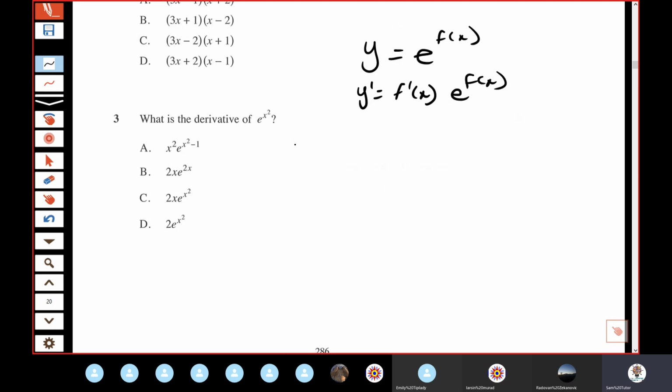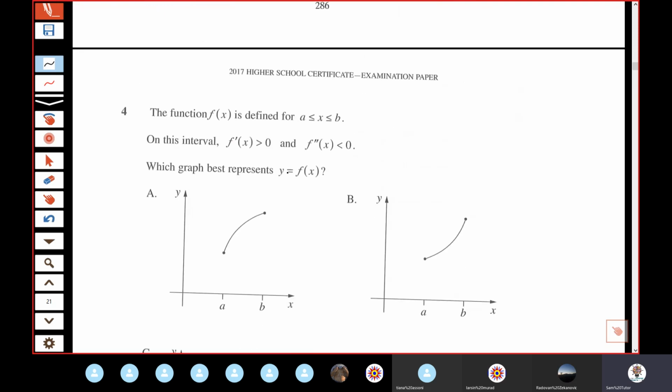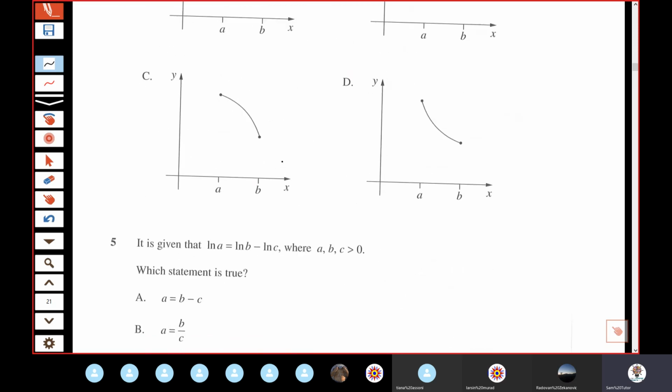So the answer is? Is it 2x and then in brackets you put e to the x squared? That's it. Differentiate x squared, 2x, and then e to the x squared. In brackets is even better. I like that you said in brackets. It's a good job. That way you won't make mistakes. Anyone not get that? Happy? Question 3 is done. Question 4, not for you.